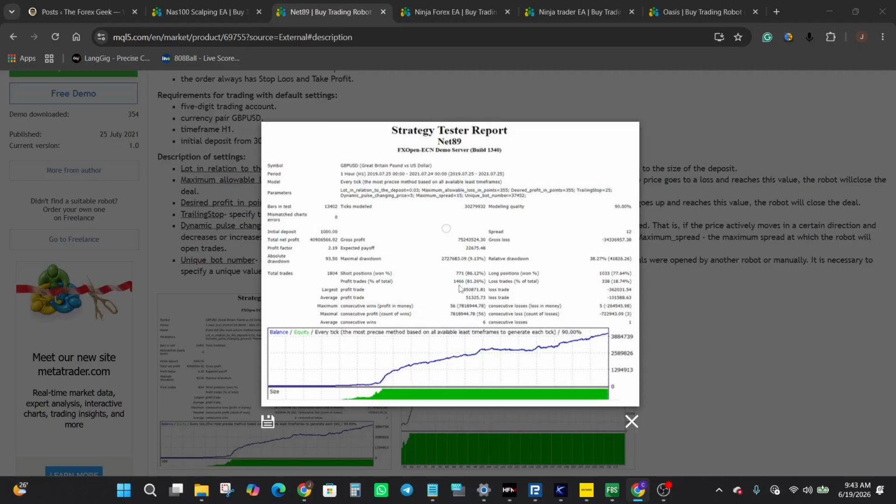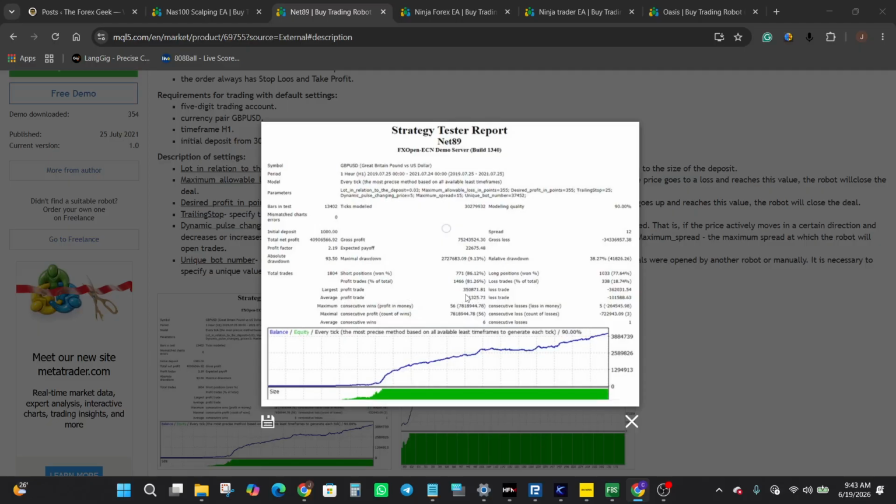Total trades taken 1,804, out of which 1,466 were profitable, giving us an 81.26% win rate. Largest profit here was... sorry, I think I made a mistake here.